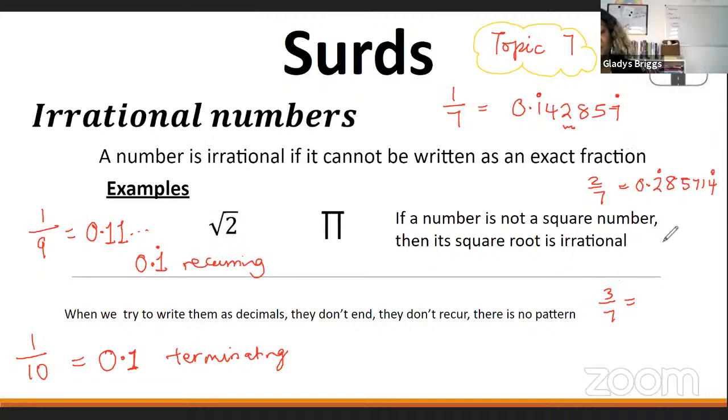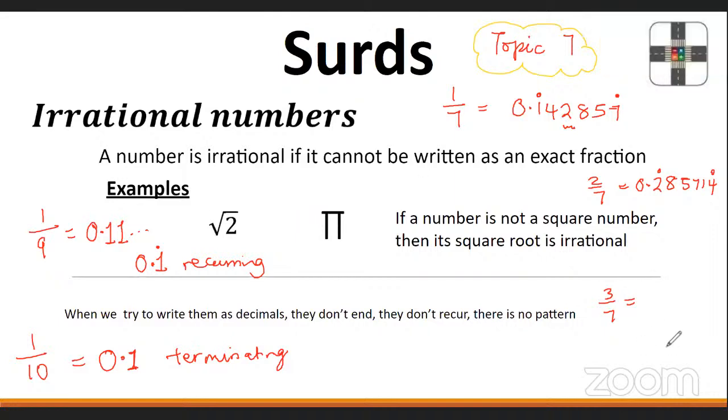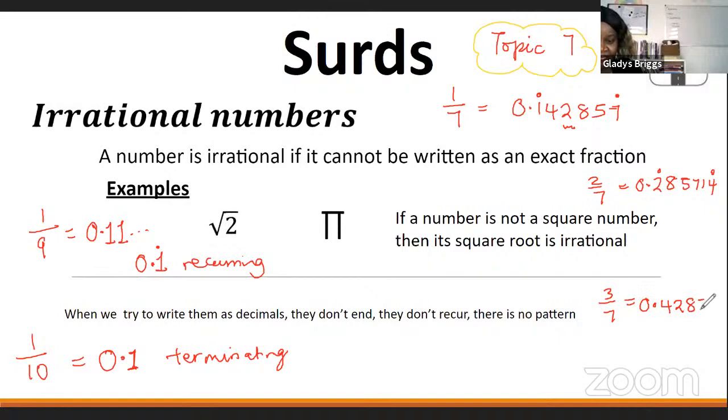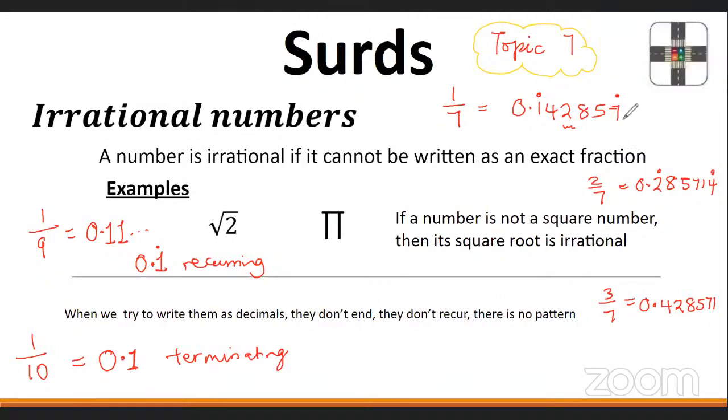Try 3/7 and you will see 0.428571, 28571. So you see that it's the same numbers on the sevens, but they are cycling, starting from different points each time. So that is still a recurring decimal.